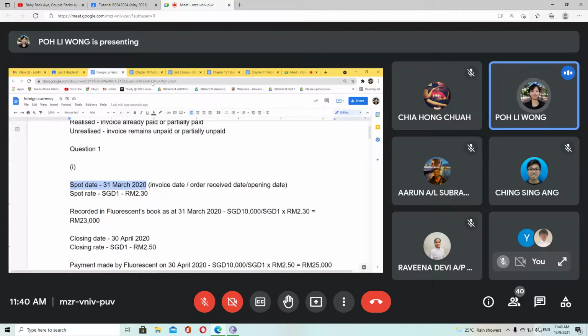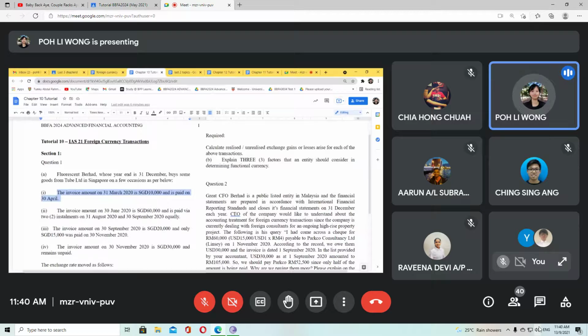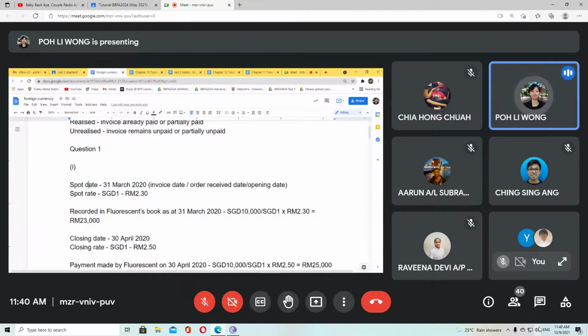All right, and according to the question, they received the invoice on 31st March 2020. So we assume that the spot date is 31st March 2020. However, when you come out to work in the future, you must be able to identify whether we use the invoice date or order received date. How? Through the company's standard operating procedures. If the company tells you that we will take the invoice date, or some of them will take the order received date as the spot date, then we have to take that date itself. Okay, so that was the spot date.